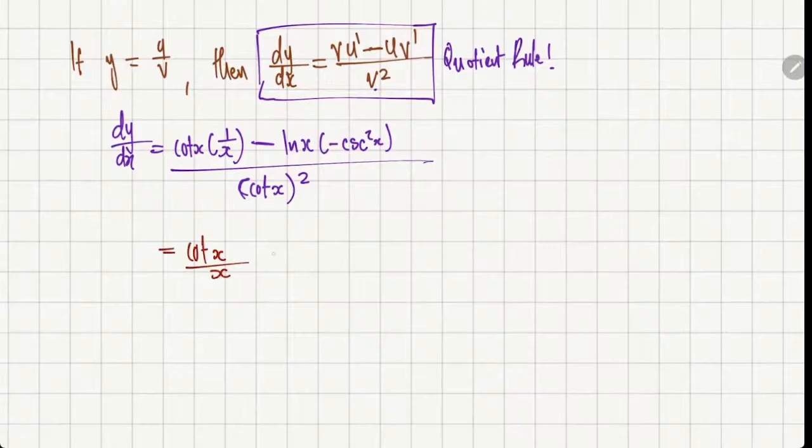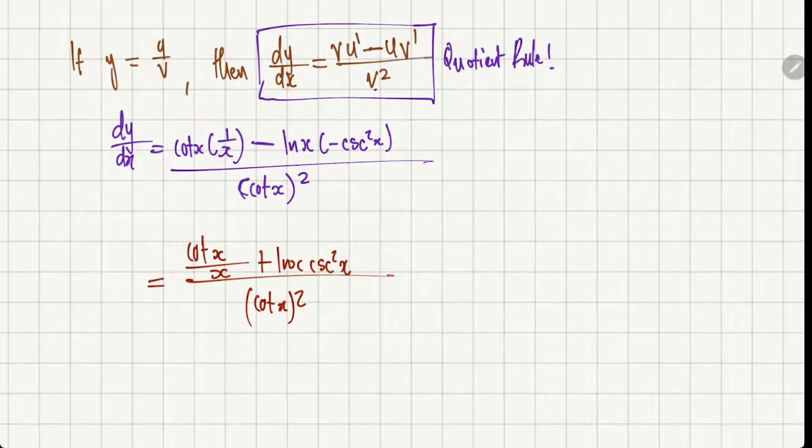Cot x over x, then you have minus, and another minus becomes plus ln x cosec squared x divided by cot x all squared. This is your answer. Cot x times 1 over x, cot multiplies the top. That's why you get cot x over x like this.